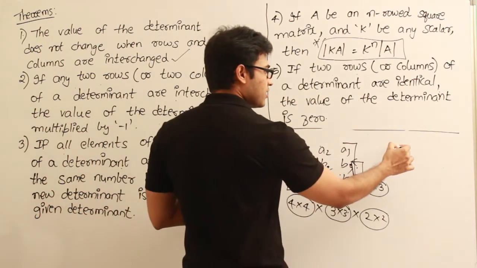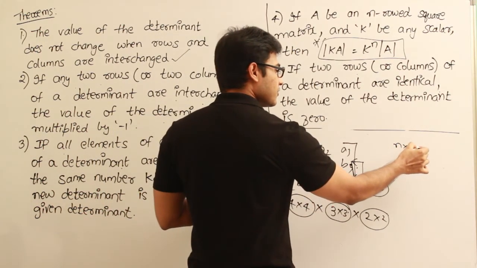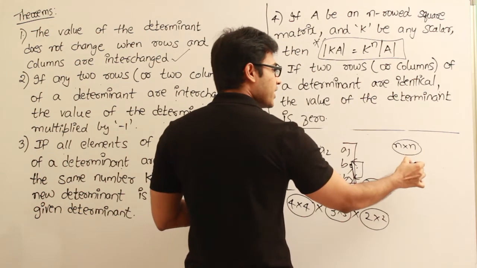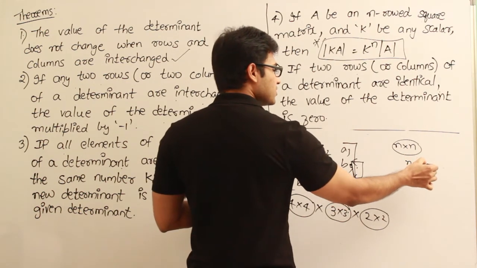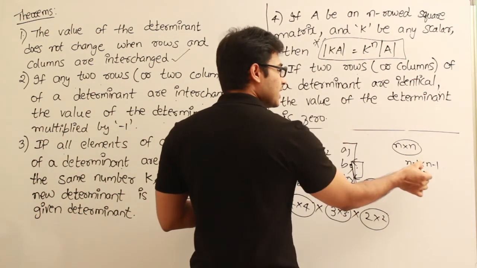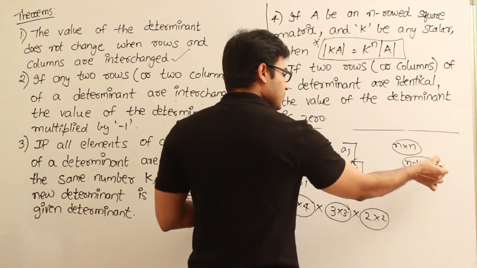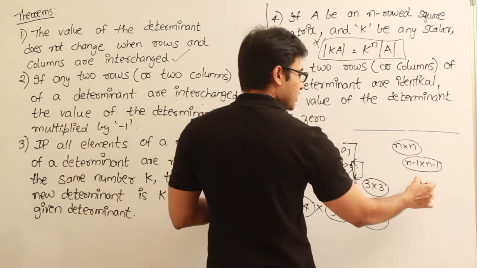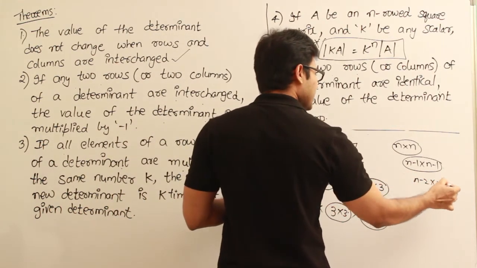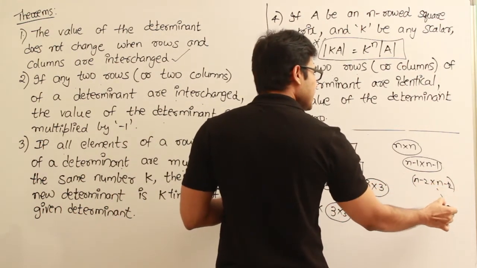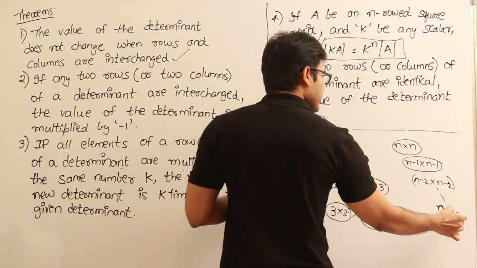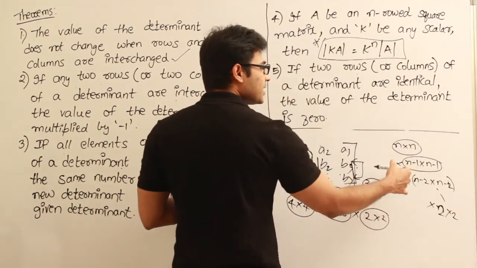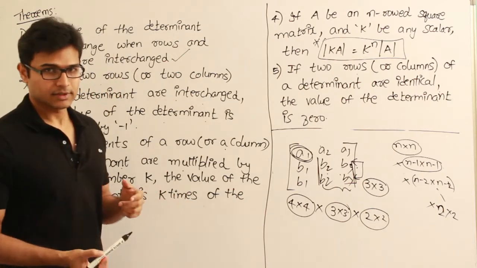Which means if I am trying to find the determinant of an n by n matrix, I have to find the cofactors, which are nothing but determinants of size n minus 1 by n minus 1. And when I am finding the determinants of n minus 1 by n minus 1, I have to find the determinants of n minus 2 by n minus 2. And this process will go on till we get 2 by 2. And finally, all these have to be multiplied, right?